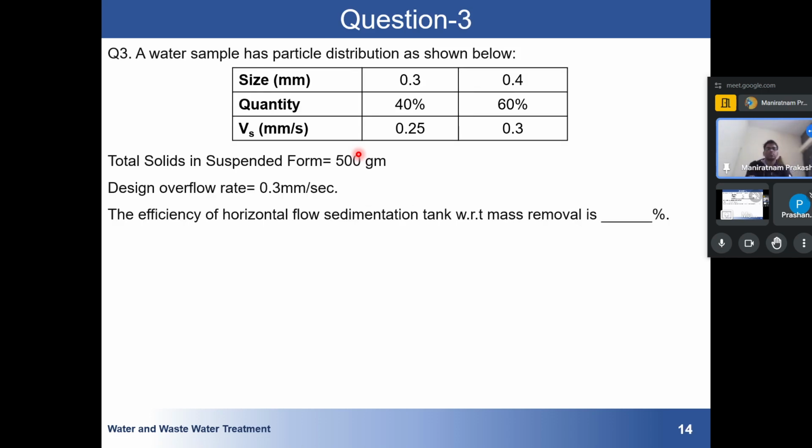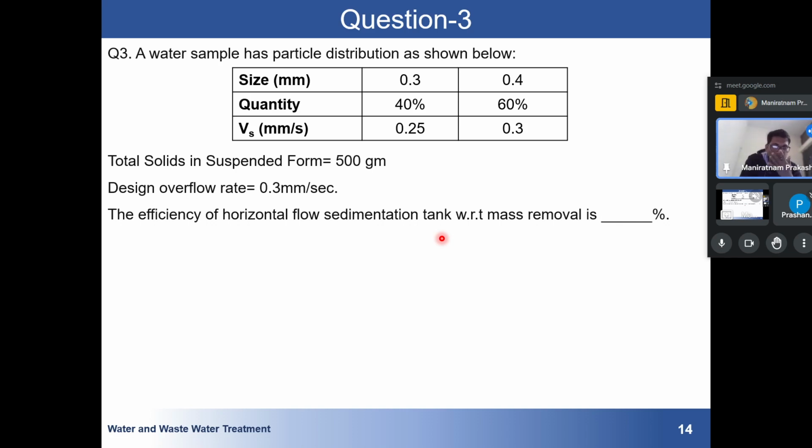So I will be going to the third question, which is also related to settling velocity only. There is a water sample containing two kinds of particles, of 0.3 mm and 0.4 mm, whose quantities are 40% and 60%, and settling velocities 0.25 and 0.3. Total solid is 500 gram. Design flow rate is 0.3 mm per second.